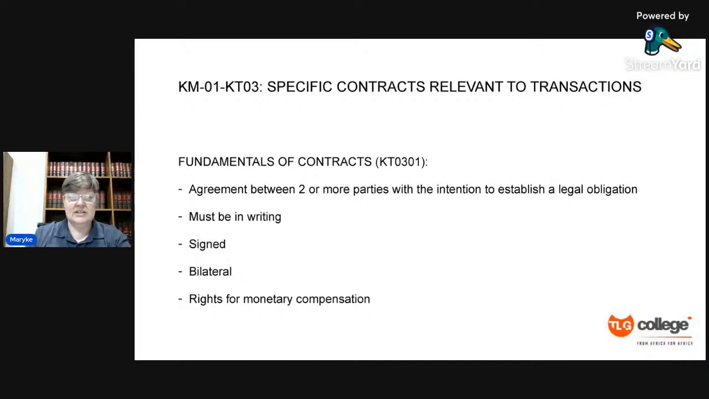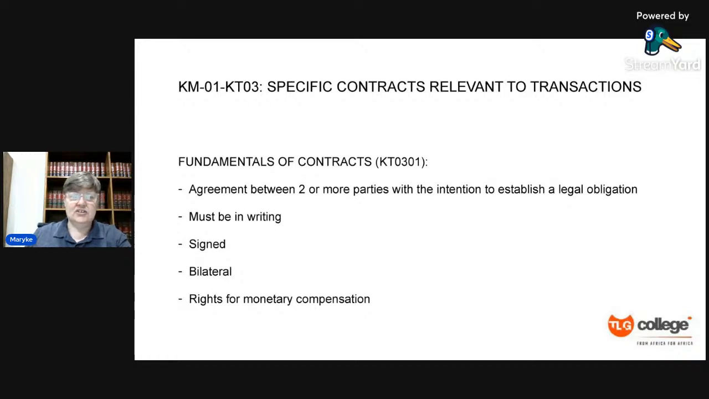So it must be in writing. It must be signed by all parties involved. It must be bilateral, and there must be rights for monetary compensation. If we say it must be in writing, meaning there must be a document setting out the terms and conditions of this transaction. It must be signed. Yes, that's quite obvious. Signed with a pen by all parties.